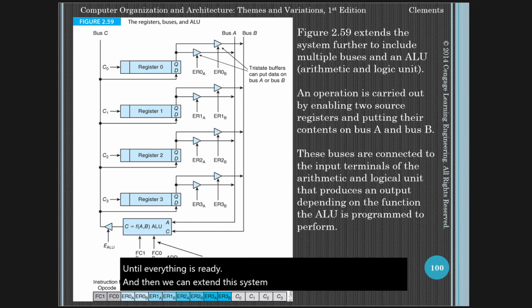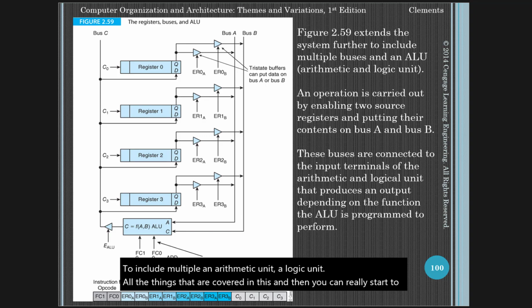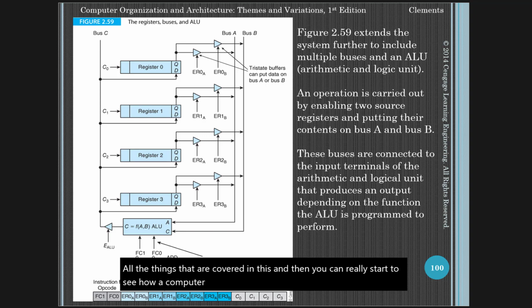And then we can extend this system further to include multiple buses, an arithmetic unit, a logic unit, all the things that are covered in this. And then you can really start to see how a computer does its job. This is what's going on in that microprocessor. This is what's going on in that chip.